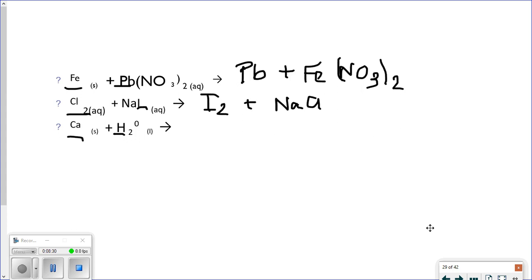So we said that they will switch, and it will make the metal with hydroxide, so calcium hydroxide. Remember, calcium is a +2 charge, hydroxide's a -1, and it will produce hydrogen. And then we can balance our reaction from there.